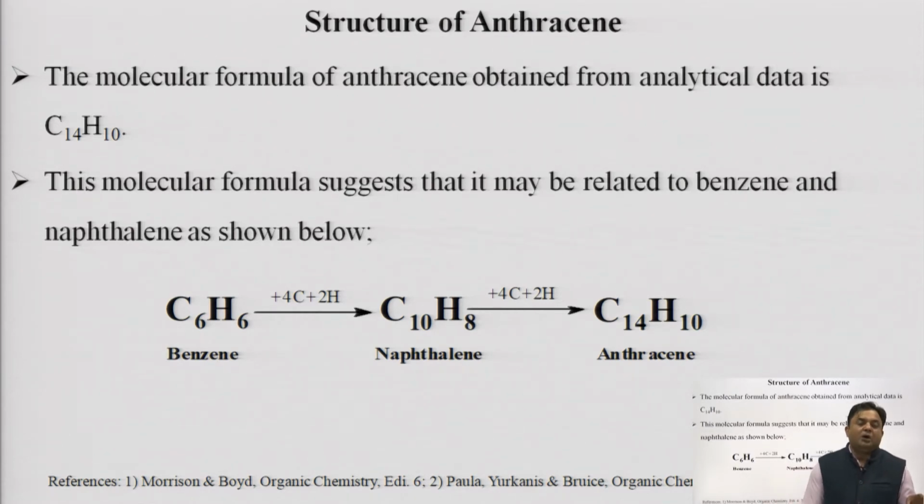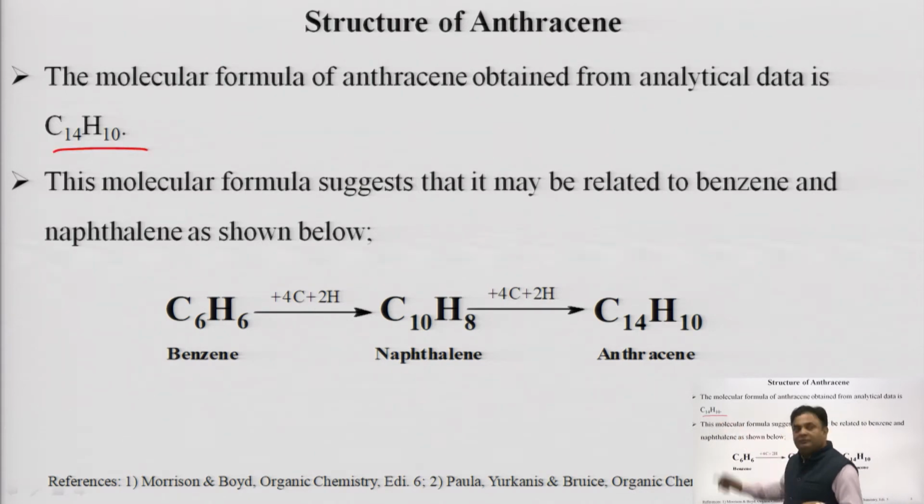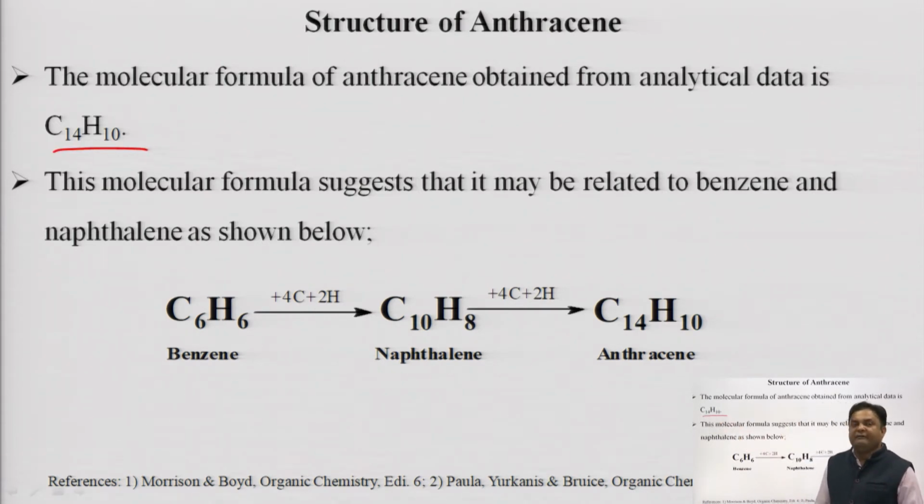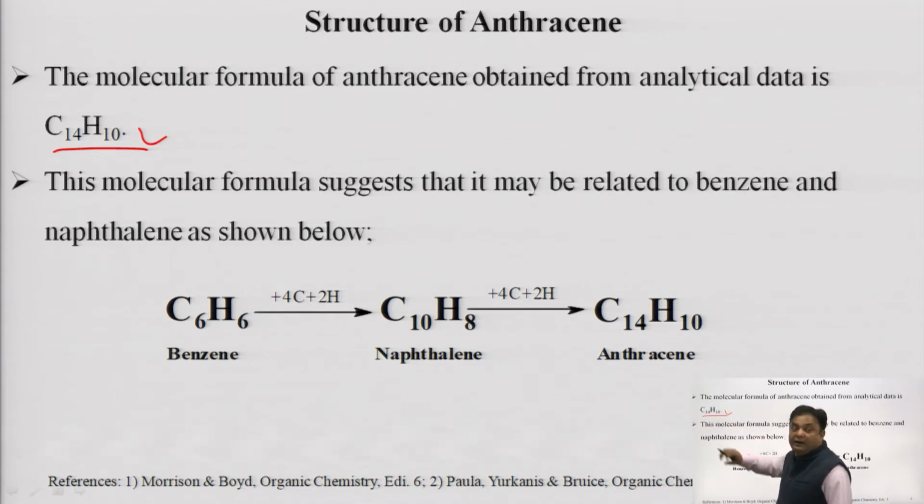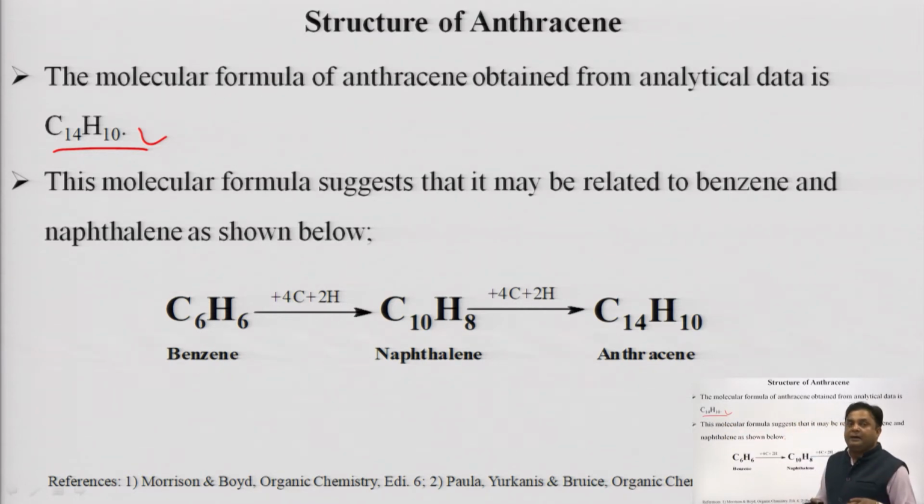After doing elemental analysis and mass spectroscopy, it is clearly found that the molecular formula of anthracene is C14H10. Phenanthrene also has the same molecular formula, because of that both are known as isomers of each other. This molecular formula suggests that it is a highly unsaturated product. Carbon numbers are more than the hydrogen, so it clearly indicates this is a very unsaturated product like benzene.